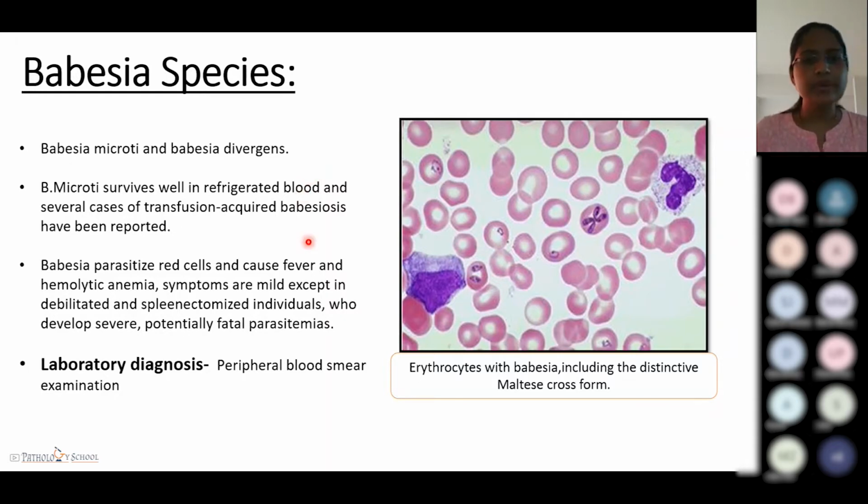On peripheral blood smear examination it resembles the Plasmodium species, but in Babesia we don't get hemozoin pigment, and we get a distinctive Maltese cross form. And these are the ring forms.